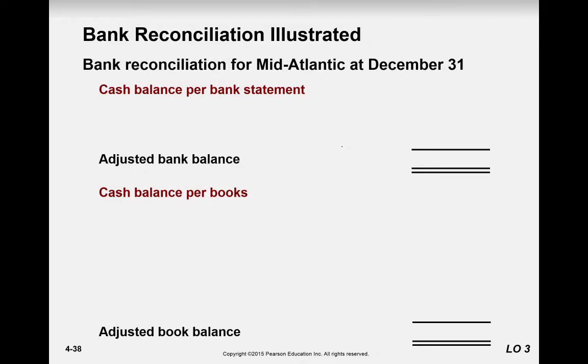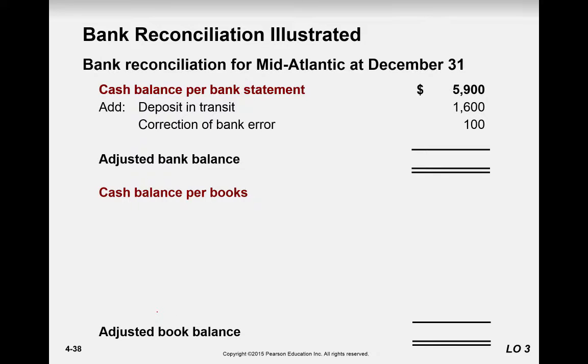So here what we have is our bank reconciliation. So here we start with the $5,900 from our bank statement. We're going to add our deposits in transit. So now if I may, we had $1,600 of that. We have a correction of a bank error of $100. And then we have our outstanding checks that we are subtracting. And notice the less here and the subtraction here. So we get our adjusted bank balance of $62.60.